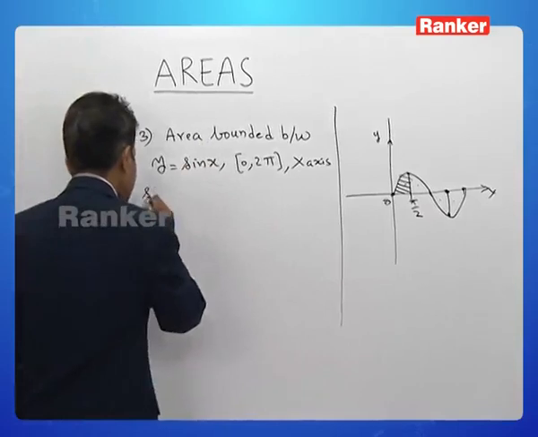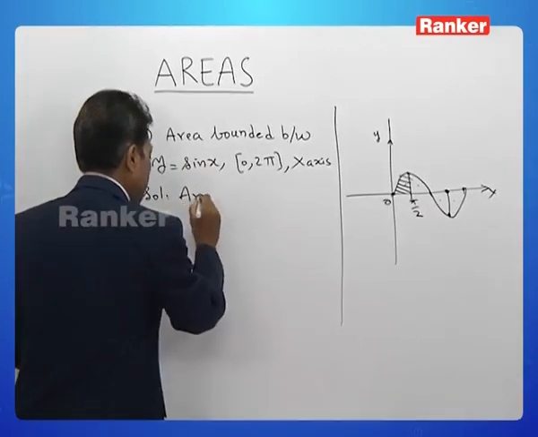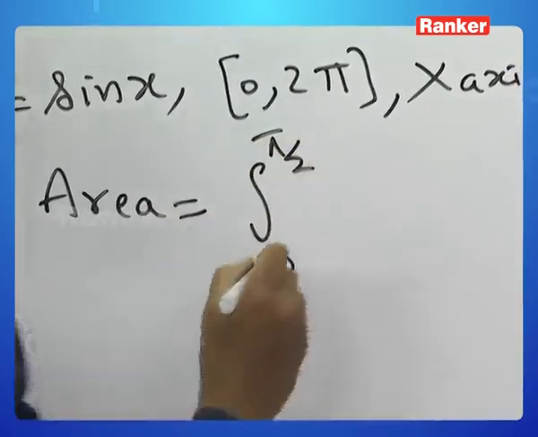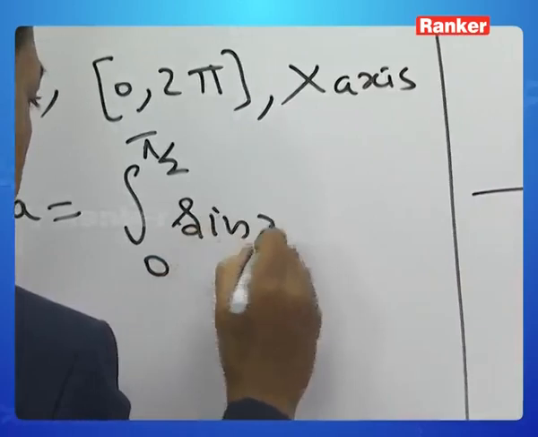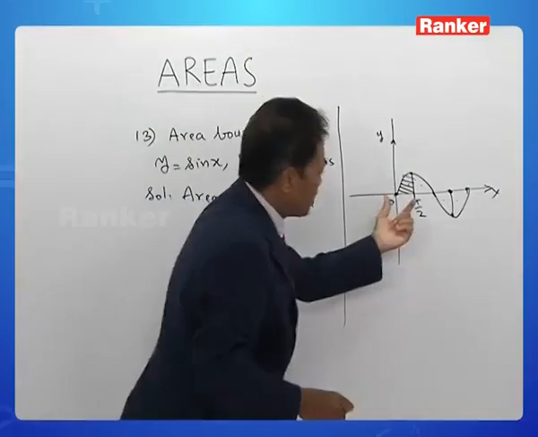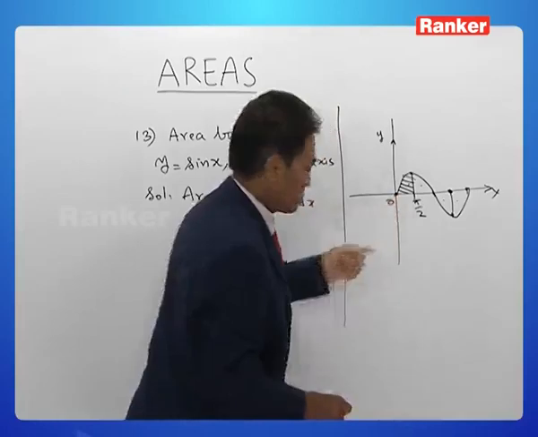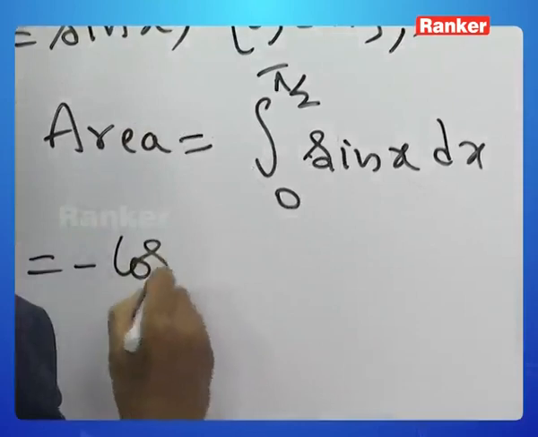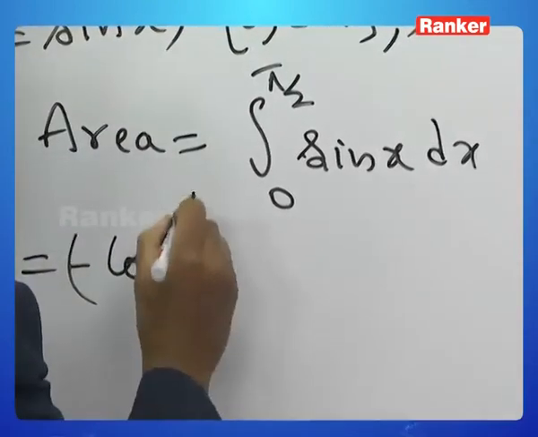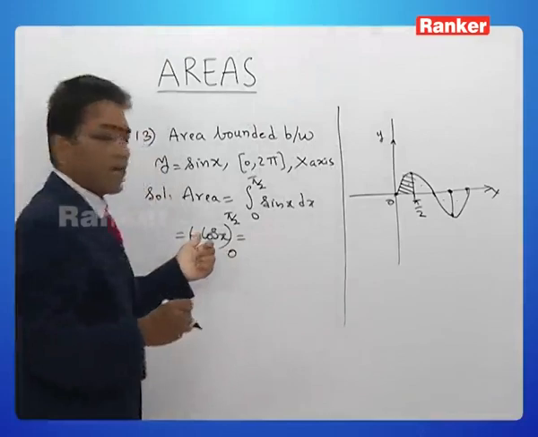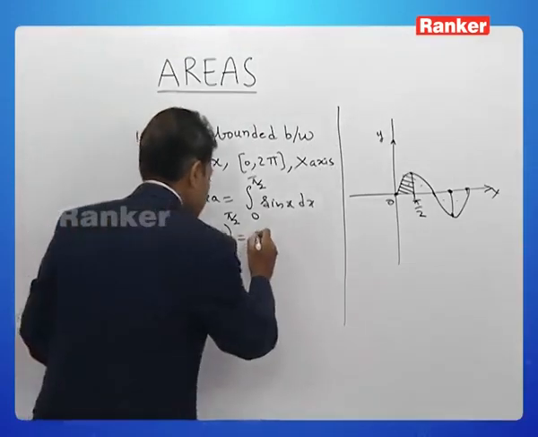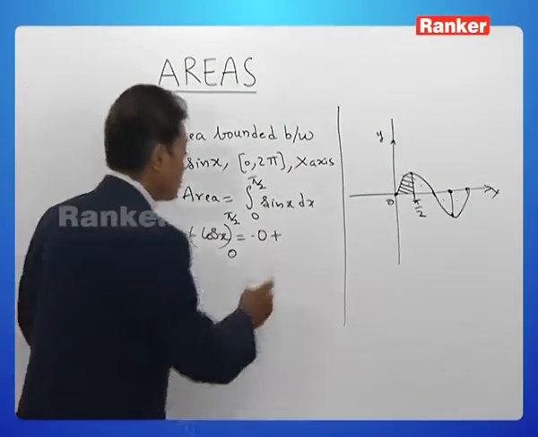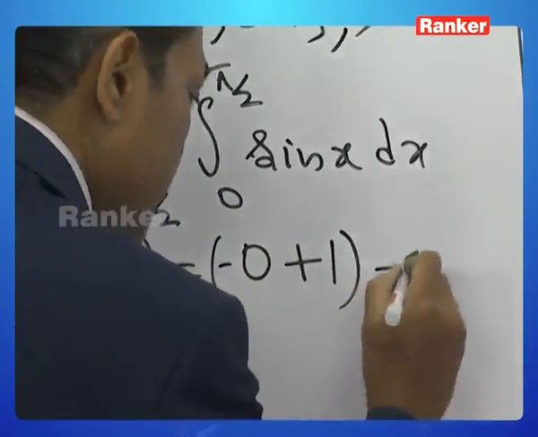So let us see. So required area, integral 0 to pi by 2 sin x dx. I am finding only this much. Actually total area is 4 times of this. Sin x integration is minus cos x. Apply 0 and pi by 2. Cos pi by 2 is 0. Minus of minus, cos 0 is 1. So this is 1 square unit.